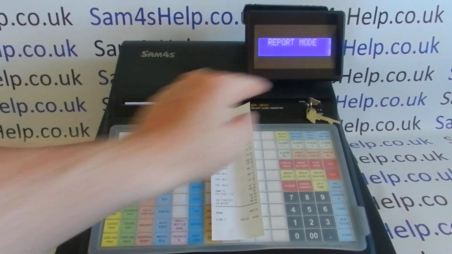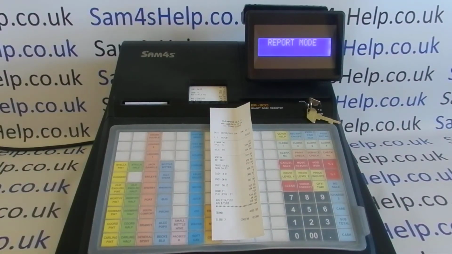Z report resets the data, so you get the same information out but the data would reset. The way the tills work, and again this is for all tills, not just Sam4S's, is that they don't do daily reports, weekly reports, monthly reports or yearly reports or quarterly reports. They do reports for a period of time and it's down to the operator what period of time that is.